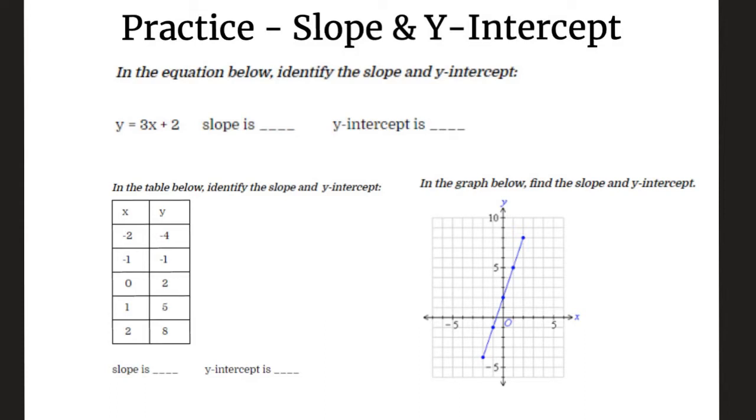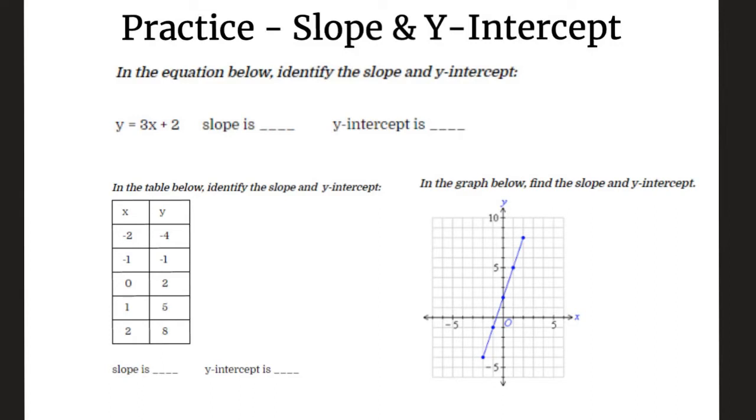So we have this first equation here, y equals 3x plus 2. This is in slope-intercept form. So that's perfect for us to find the slope and the intercept because that's where we can read it from. We would want to put it into y equals mx plus b form to find the slope and the y-intercept.